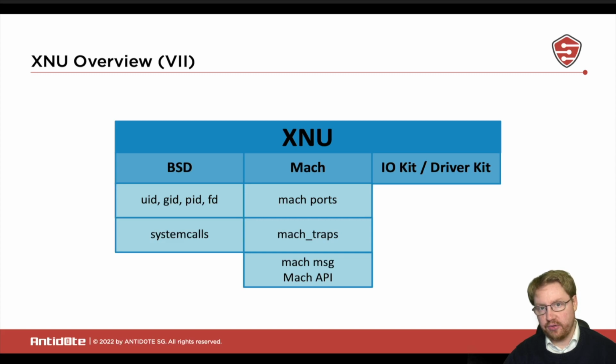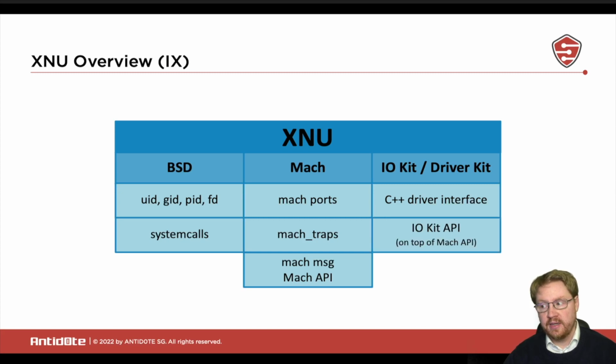The last part then of the kernel is what's known as IOKit or Driver Kit, and that's best described as a C++ driver interface. So you basically write drivers by inheriting these classes. And there is also a so-called IOKit API that allows you to manipulate these drivers from userland. And IOKit API is basically like a special form of Mach API. So it's basically implemented as a subsystem of the Mach API that is just responsible for IOKit.